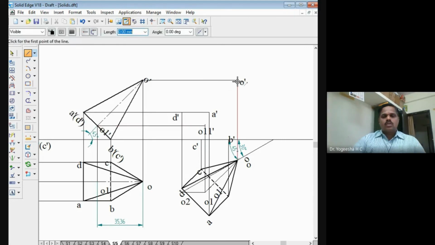Right? Now outer edges we can join with a thick line, same as the other problems. So O dash to D dash is an outer edge, D dash to C dash is an outer edge, C dash to B dash, and B dash to O dash. Outer edges we have joined with a thick line.